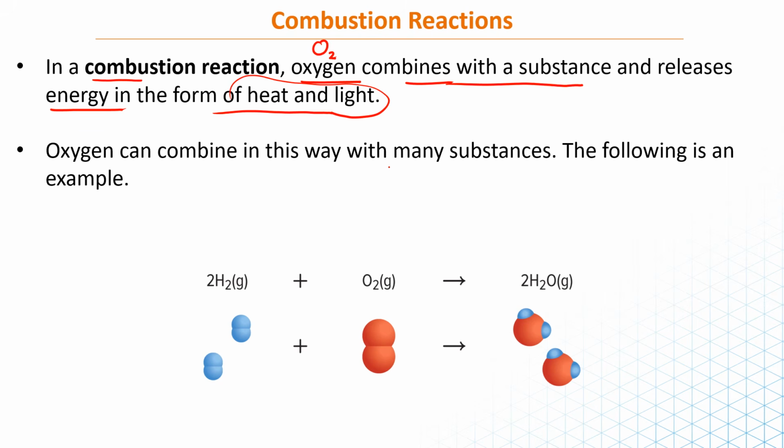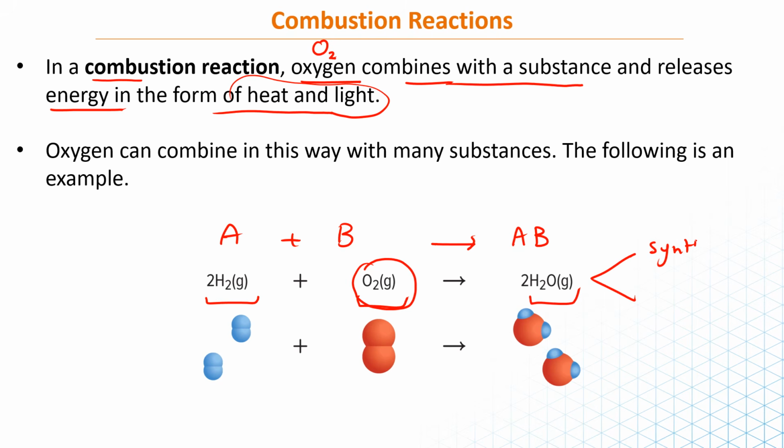Oxygen can combine in this way with many substances, and this is an example. For example, H2 plus O2 gives me H2O. Because we have oxygen here, okay, then this is a combustion reaction. You might think, okay, mister, this looks like synthesis, doesn't it? So this reaction actually is synthesis and also combustion because of the oxygen and the heat that you will get. So usually, many combustion reactions can be synthesis reactions as well, okay?